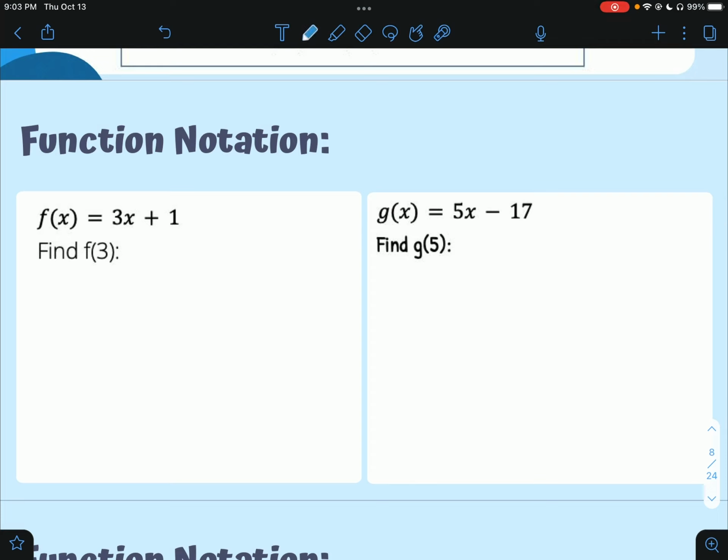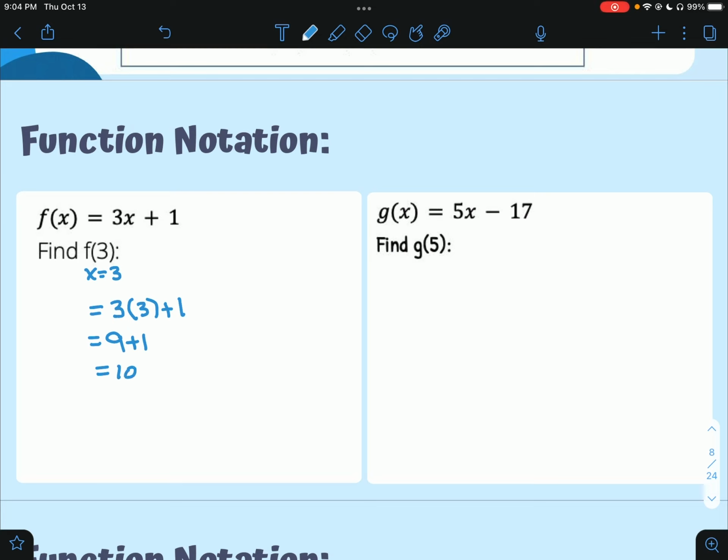So let's try it. If we want to find f of 3, when you have the function f of x is equal to 3x plus 1, where the x is, we're going to replace it with a 3 because f of x tells us that x equals 3. So I would set this up. 3 times 3 plus 1 is equal to 9 plus 1, which is equal to 10.